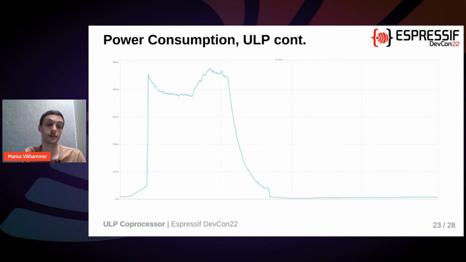So compared to the 40 milliamps when the main CPU was running, this is, of course, a massive difference. So if you're able to utilize this instead of the main CPU, there's a huge advantage there.